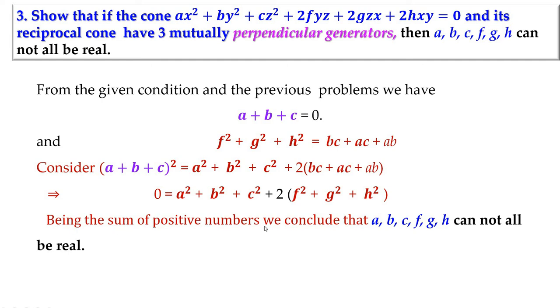Now, being the sum of positive numbers, we conclude that you cannot have all of them be 0, definitely. So then they are all positive numbers, and not all of them are 0. Some of them can be 0. But anyhow we have a sum of positive numbers in either case. So this cannot be real. A sum of positive numbers equal to 0 is not possible. So all of them cannot be real. Some of them should be imaginary.